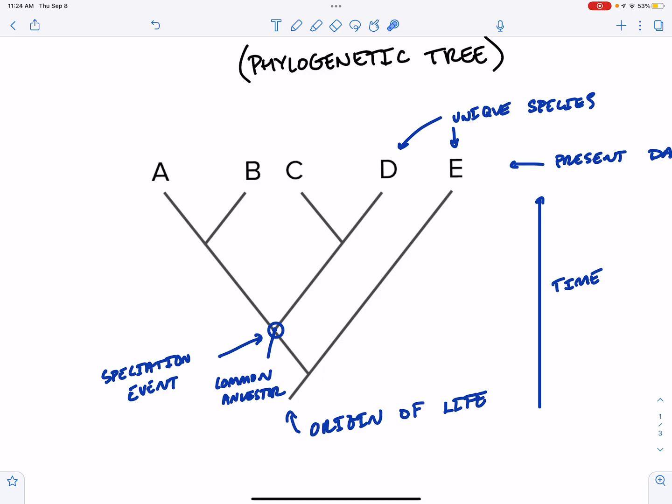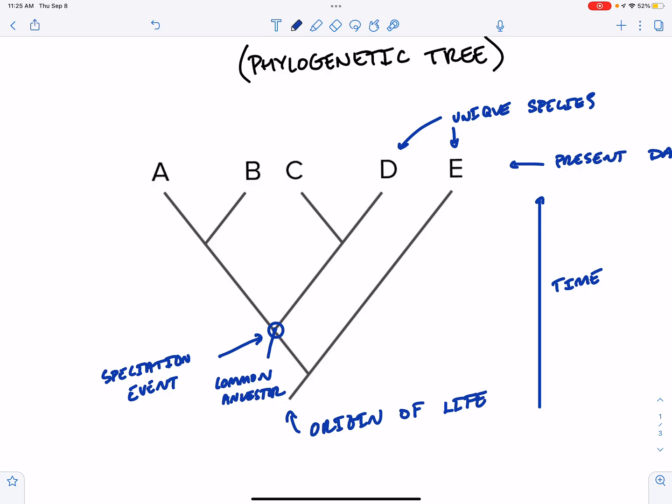If we were to examine species A and B, we see that they're the most closely related species in our tree because they share the most recent common ancestor. But both A and B are equally related to C because the last shared common ancestor here is the same for all three of them. They're also equally related to D as they are to C.